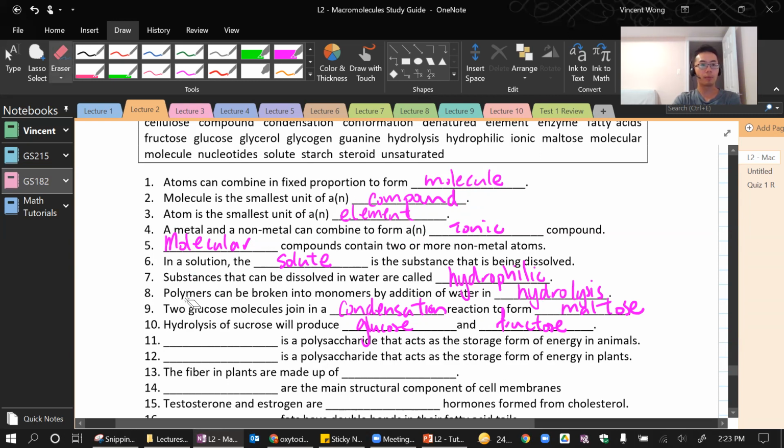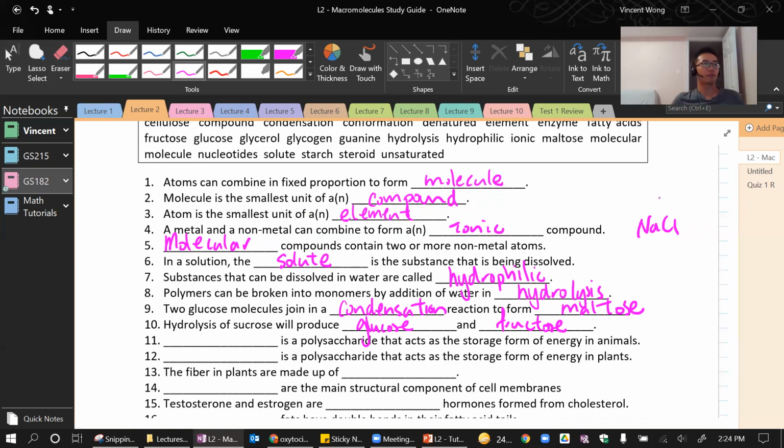Okay, is it number 8, solvent? Let's see, number 8. Number 8, polymer that can be broken down into monomers. Oh, number 7, substance that can be dissolved in water are called, no, like for example, NaCl can be dissolved in water, right? So NaCl is hydrophilic. It's something that can interact with water, right? Hydrophilic.